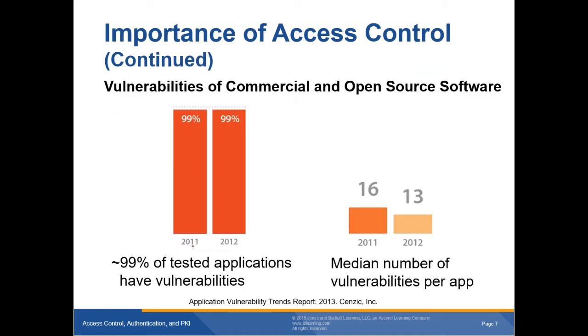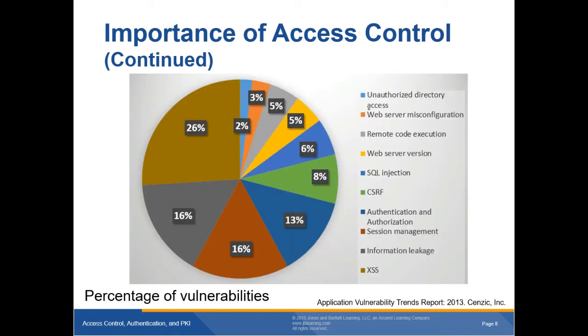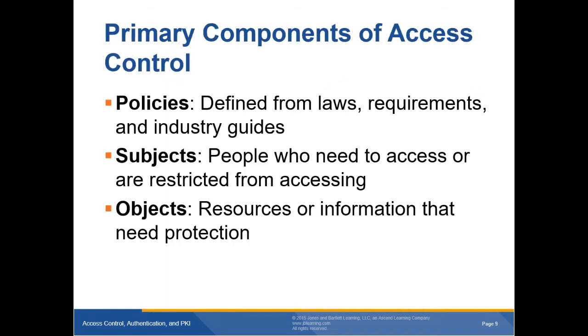So, over the last couple of years, about 99% of applications have some kind of vulnerabilities. That's a big problem. That means someone can get into it. And we don't want that. And that's what we're trying to prevent. Here are some: unauthorized directory access. Remote code execution. This is not a good thing either. SQL injection, someone's changed stuff. But you can see the breakdown of how people have gotten into systems, and we need to prevent that from happening. It's all done through access control.